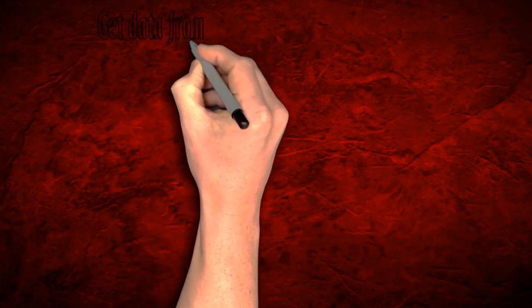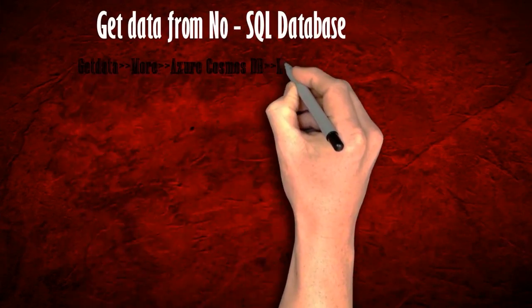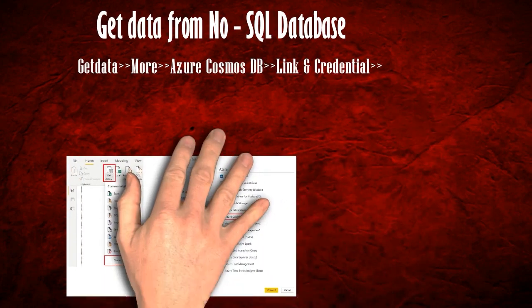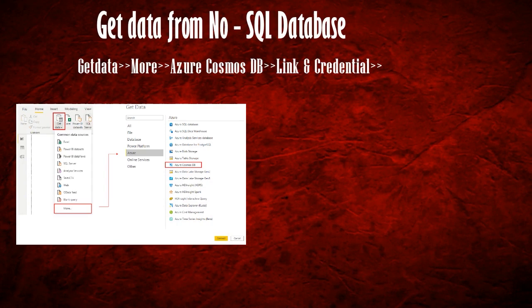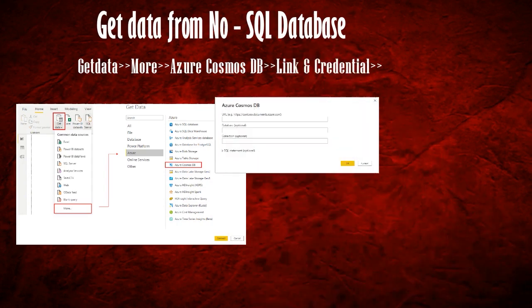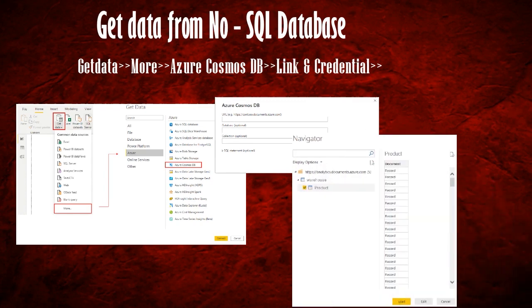Get data from a NoSQL database. Some organizations don't use a relational database but instead use a NoSQL database. A NoSQL database is a flexible type of database that does not use tables to store data. In order to connect to a NoSQL database, under Get Data we will click on More. Here we have Azure. Under Azure we will select Azure Cosmos DB. Here we will give the user credentials and connect.